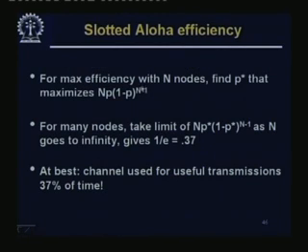So, for maximum efficiency with n nodes, we have to find a p star that maximizes n p into (1 minus p)^(n minus 1). Their value will depend on n. For large n, I am not going into the details of the calculation. For many nodes, take the limit of n p star into (1 minus p star)^(n minus 1) as n goes to infinity, and this gives a value of 1 by e, which is 0.37. So, this is the efficiency: 37% is the maximum theoretical efficiency that you can achieve in slotted ALOHA.